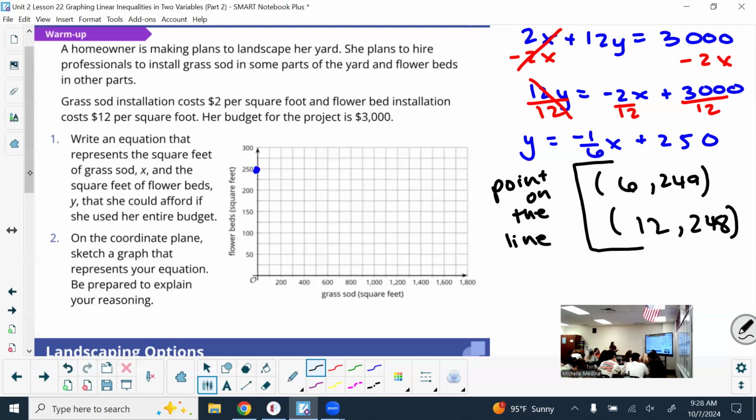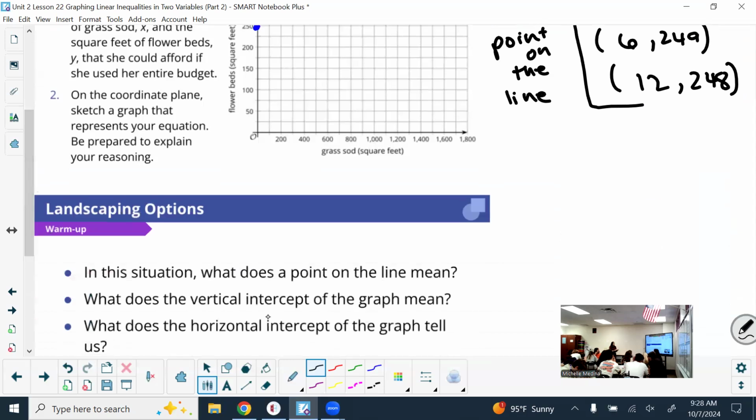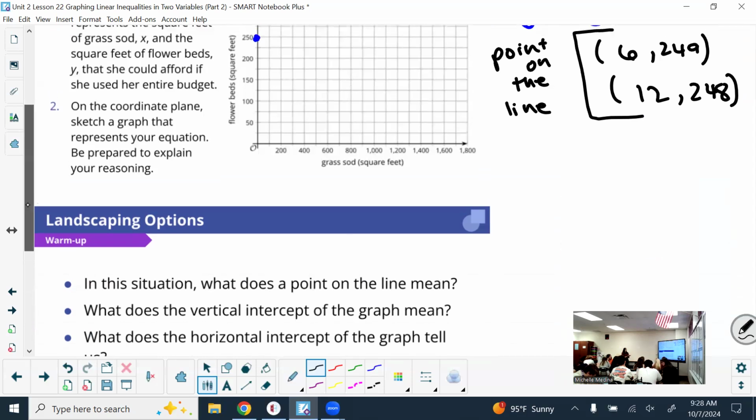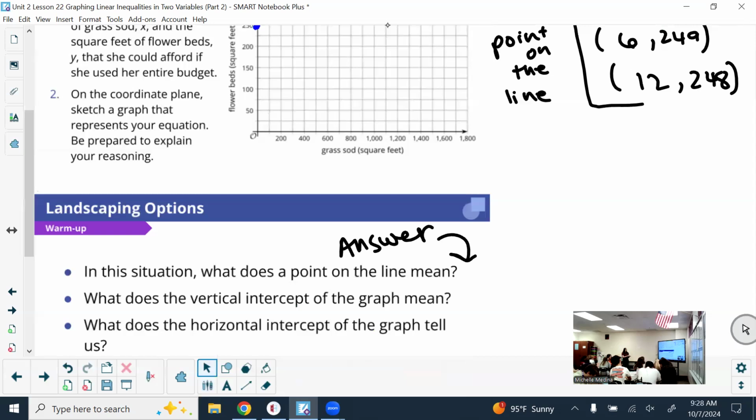Then you have a couple other bullet points that say, what does the vertical intercept tell us? And what does the horizontal intercept tell us? So come up with a sentence for each. We'll review them in about 3 minutes. So we're interpreting it in relation to the real world situation. Any questions right now? So you're answering these bullet points that are under your warm-up. We're going to go over them in 3 minutes.